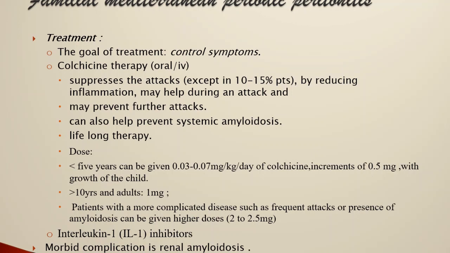Interleukin 1 inhibitors have been used, because we just now specified that the pyrin abnormality leads to stimulation of interleukin 1. So if you inhibit interleukin 1, the systemic inflammatory response cascade does not get stimulated. Morbid complication is renal amyloidosis. There are a number of other treatment modalities, whole list of other treatment which have been tried out in familial Mediterranean fever, that is beyond the scope of this lecture.